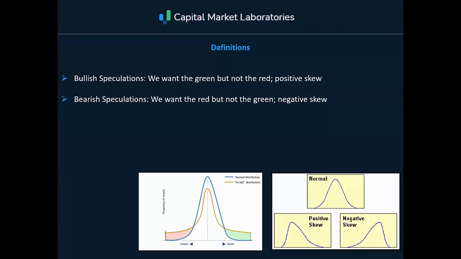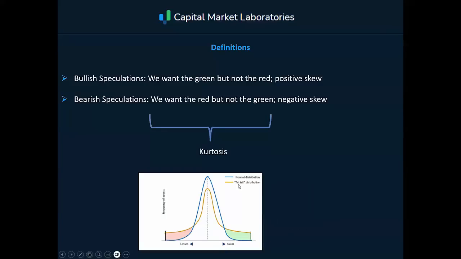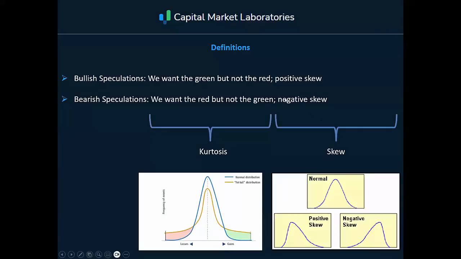Okay, so we refer to this green and red part as kurtosis, and we refer to the asymmetry as skew. Okay, so kurtosis and skew. That's what we're going to be talking about today. This chart and this chart.